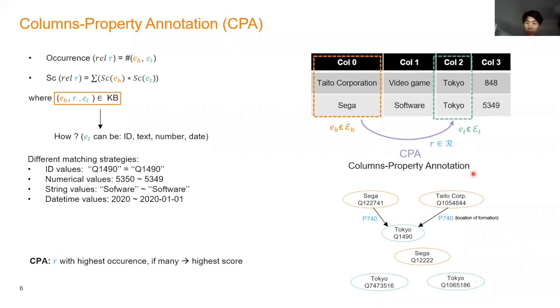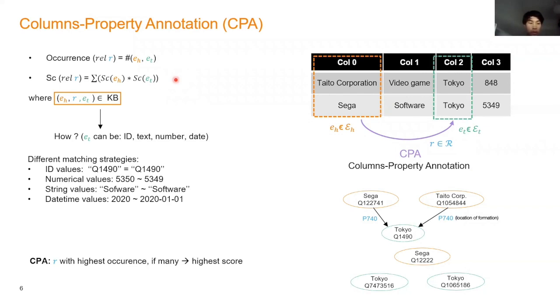Okay, for column property annotation, this task is to find a semantic relation between a pair of other columns. In other words, we try to figure out the most relevant relation among the ones connecting candidate entities in the head column to candidate entities in the tail columns. To do this, we employ majority voting, which relies on the occurrence and accumulated score of the relation.